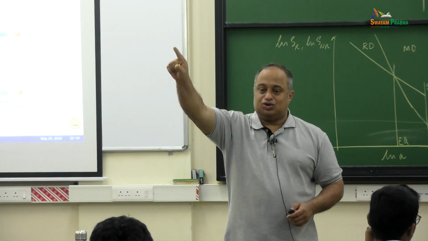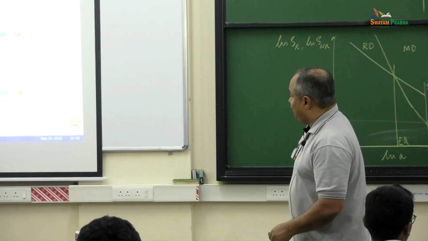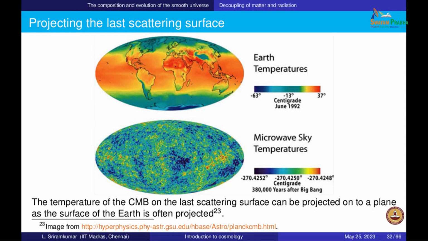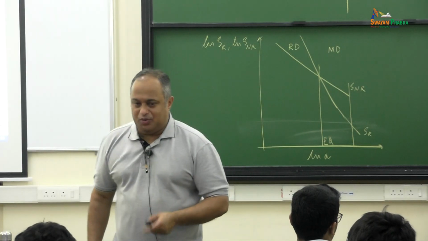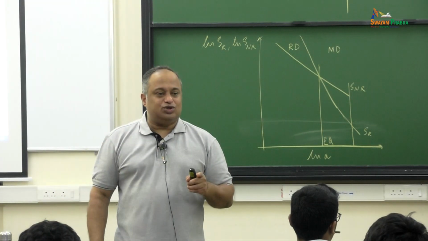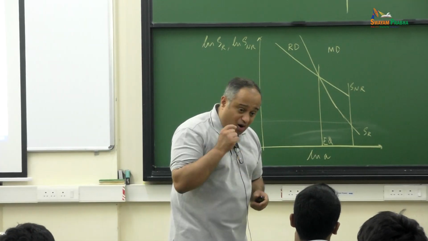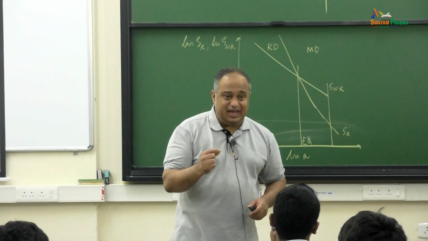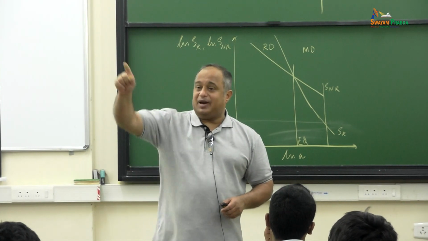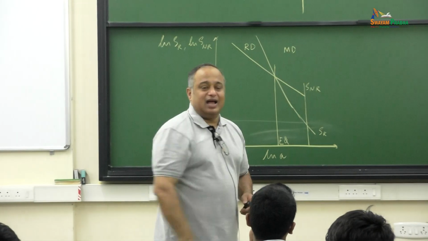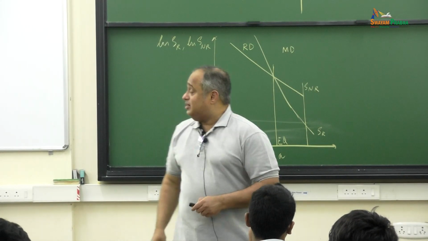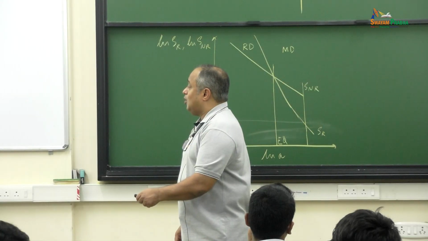there are tiny deviations from isotropy. That is, if you look at the fifth decimal place, the temperature in different regions of the sky are different. And these are known as anisotropies. I hope you understand. The CMB is largely isotropic, but it contains small anisotropies. What is an anisotropy? Anisotropy implies the temperature in one direction of the sky is different from the temperature in another direction of the sky. And these are the anisotropies that have been plotted.